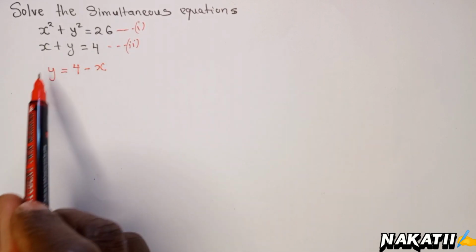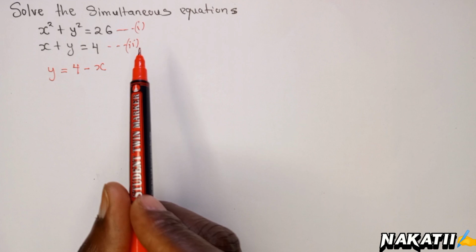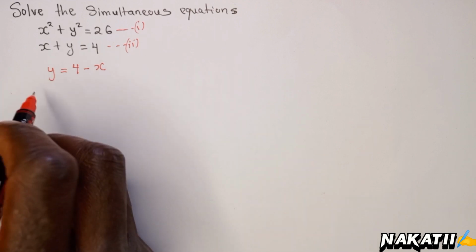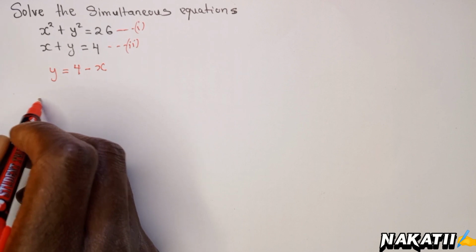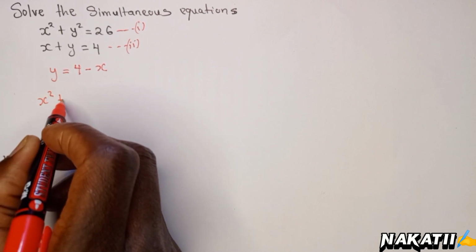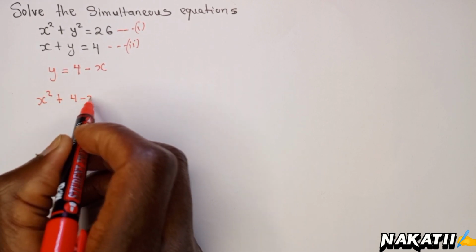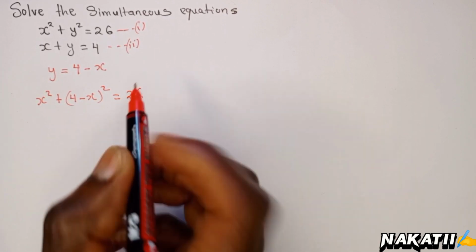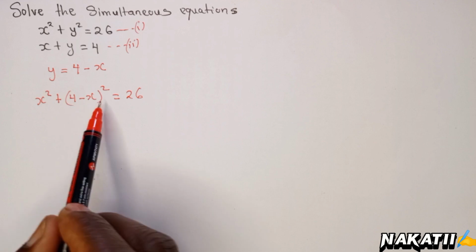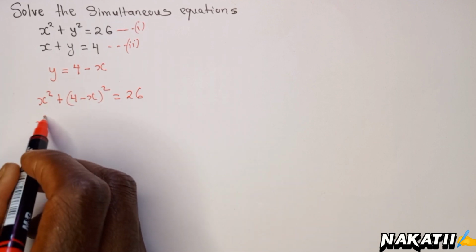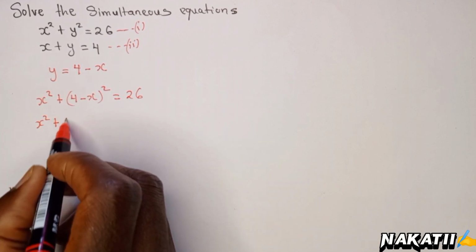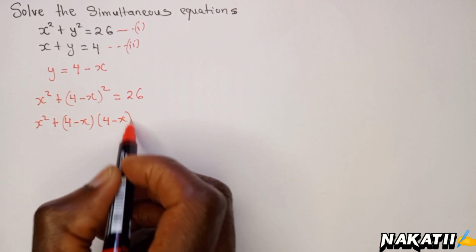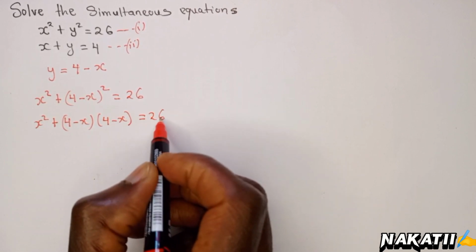And then in this one here, we use now the first equation. Where there is y, we substitute with 4 minus x. Hence, we will have x squared plus (4 minus x) squared is equals to 26. Then we expand this one here. We're going to have x squared plus (4 minus x) multiplied by (4 minus x) is equals to 26.